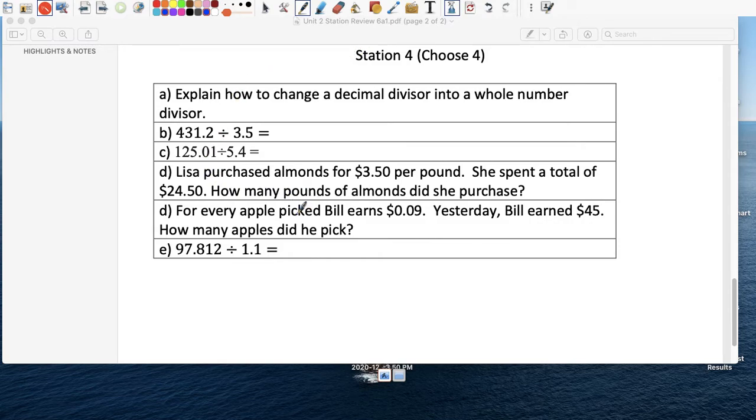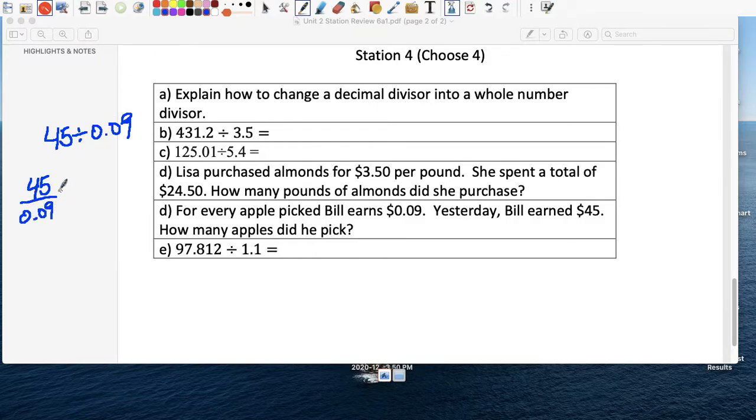Every apple picked, Bill earns. So Bill makes money at the farm picking apples. Every apple he picks, he gets 9 cents. So yesterday, after a whole day of work, they paid him $45. How many apples did he pick? Well, 45 divided by 0.09.